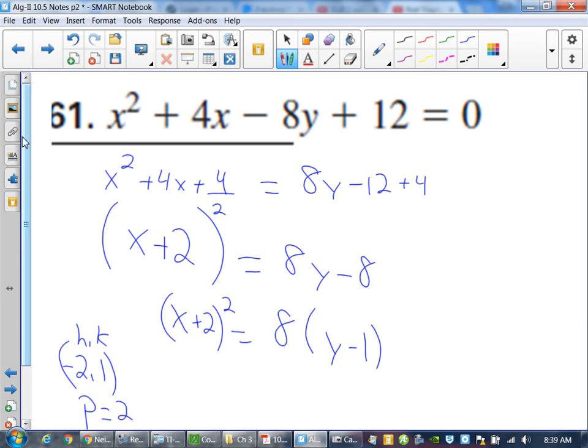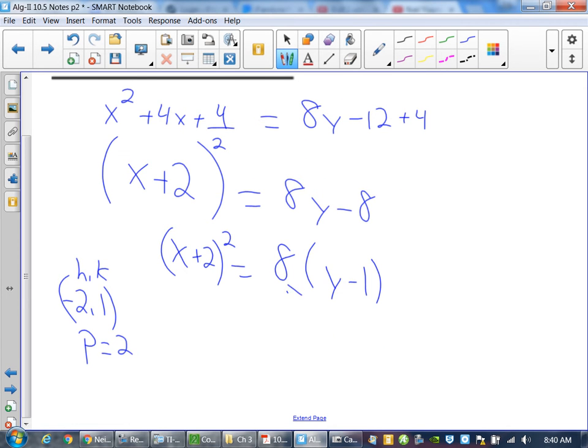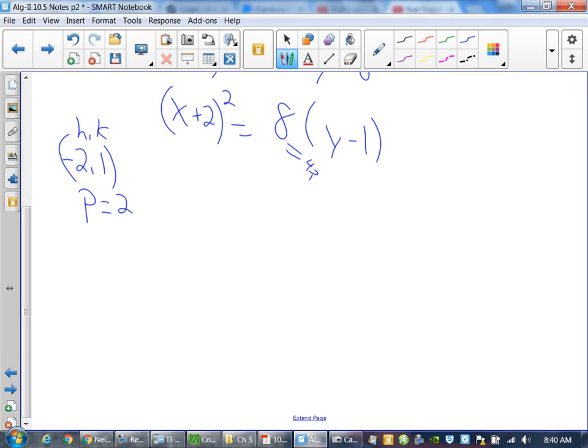Yes, ma'am. How do you get p equals 2? 8 is playing the role of 4p. And when it's y squared, is it still 4p? Yeah, and it's just left and right. So this one would open upward. Because it's x squared equals 4py and y squared equals 4px.